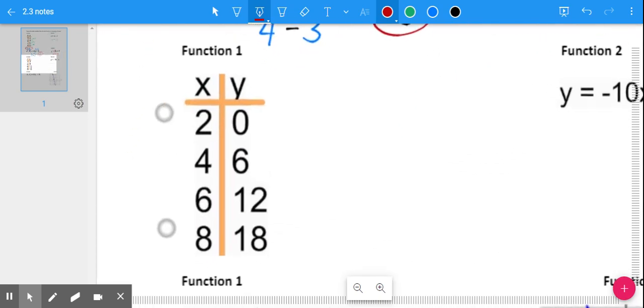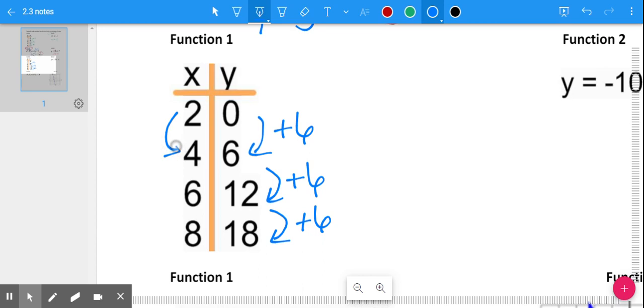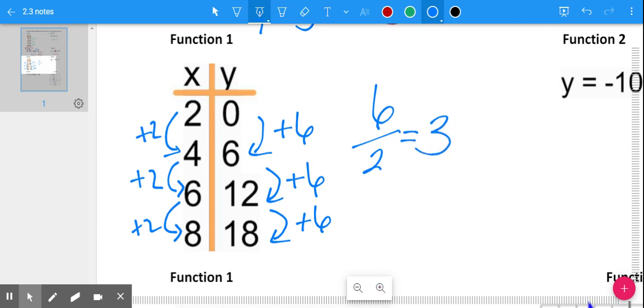In our next one, we have another table. So to go from 0 to 6 to 12 to 18, we add 6. But at the same time, over here, we're adding 2. So since rate of change is the change in your y values, 6, over the change in your x values, 2, the slope on this one is 3. So m equals 3 on the first one.